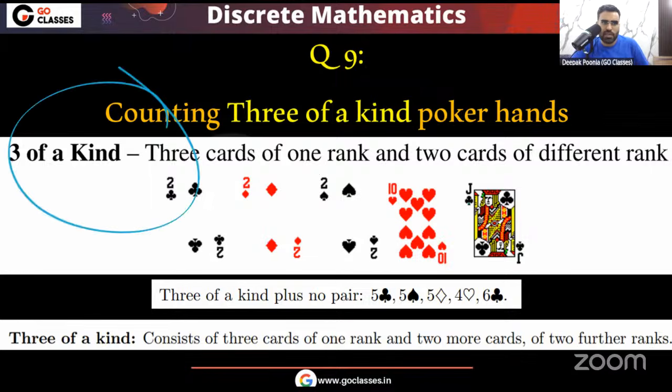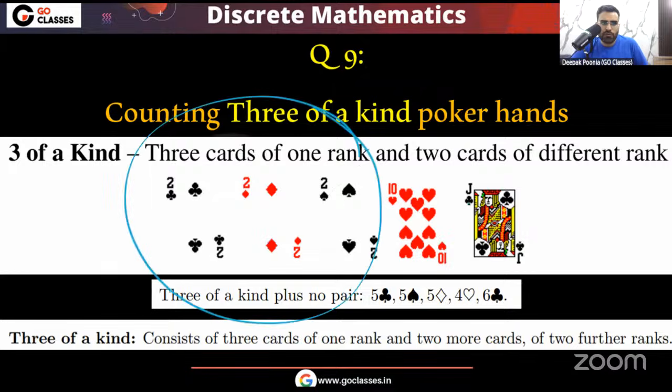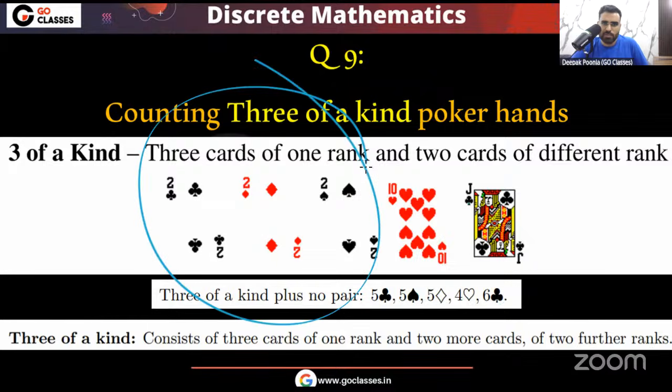So remember, for 3 of a kind, you must not have 4 of a kind. It means you cannot take 4 cards of value 2. No, we want 3 of a kind, and then the remaining 2 cards must have different ranks, and the rank of these 2 remaining cards must be different from this. I hope it is clear.